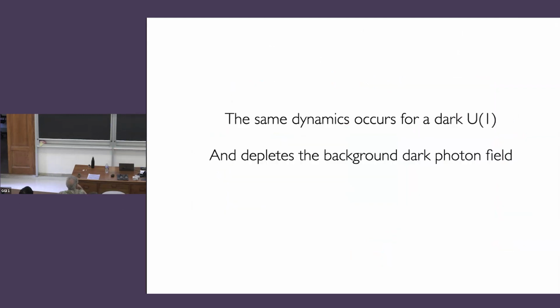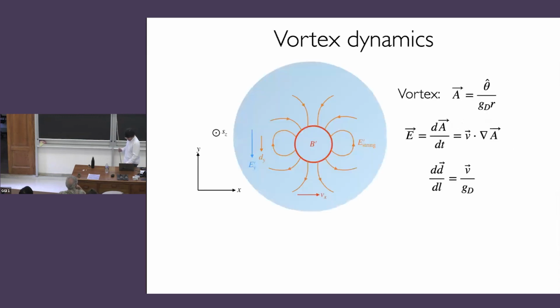Okay, so what happens afterwards? As I already alluded to, the formation of the vortices kills any background dark photon field you produce. And this is how it works. Let me walk through this figure too.